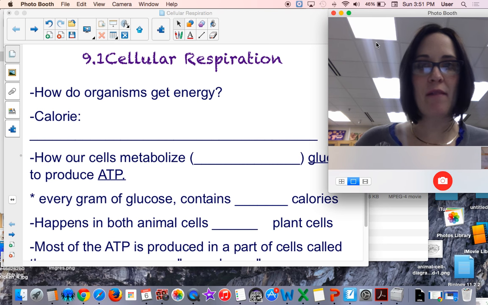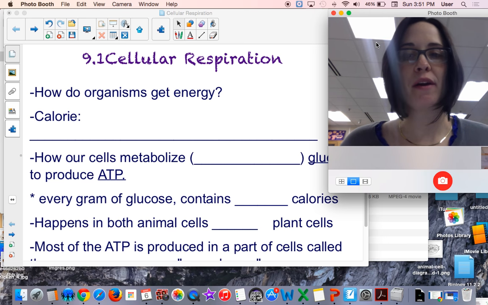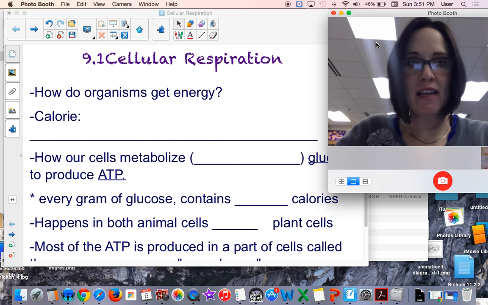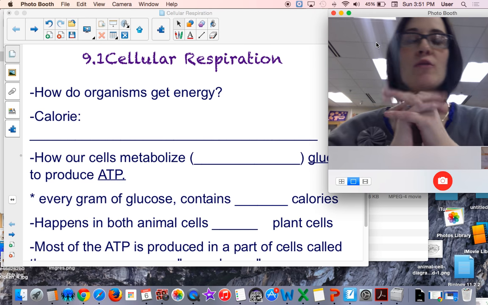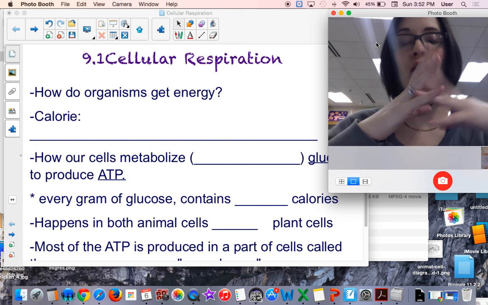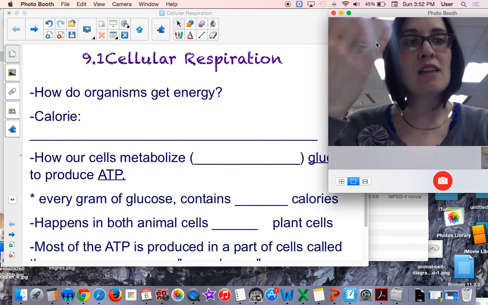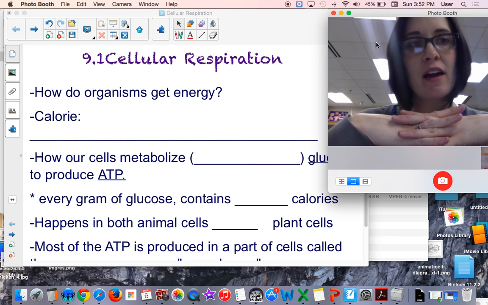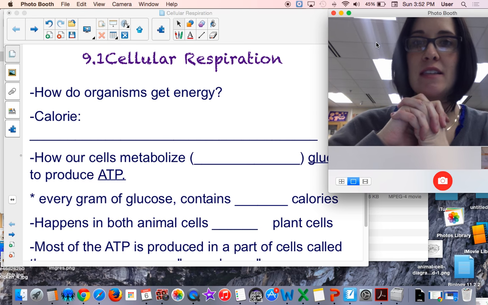Okay, so these are for my biology students. This is chapter 9 about cellular respiration. So when I say cell, you should know what that means, right? The basic unit of life. And then respiration, you might think of breathing, right? In and out, inhaling and exhaling air. But this is a different kind of respiration. Specifically, we're talking about the cells here.